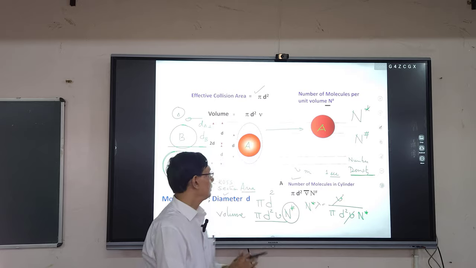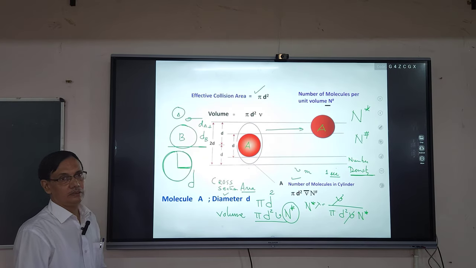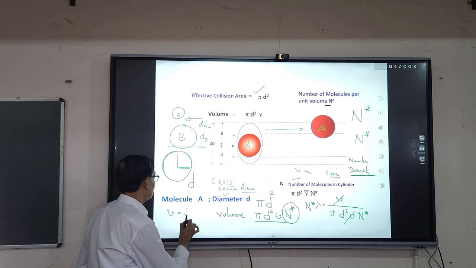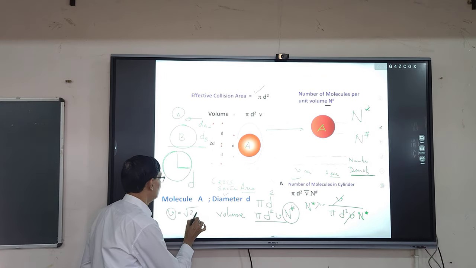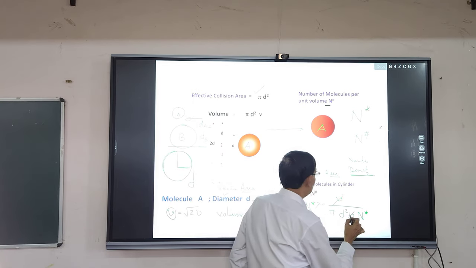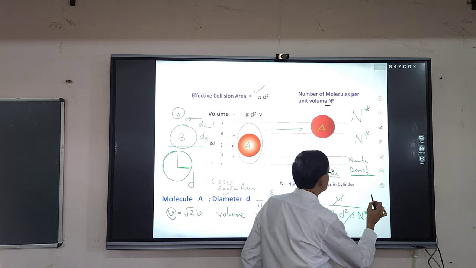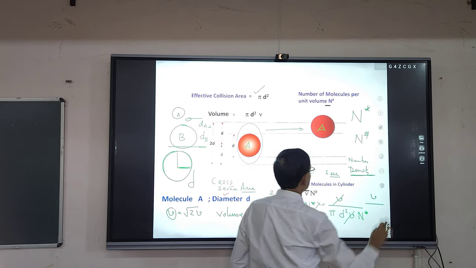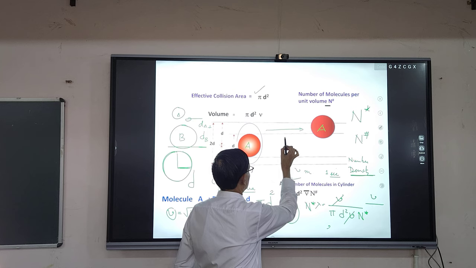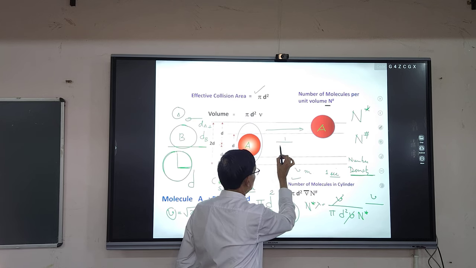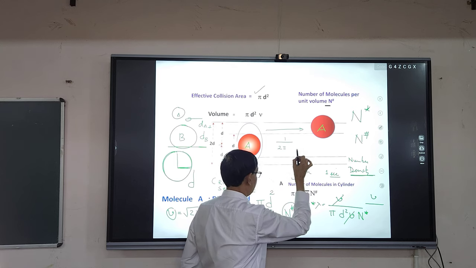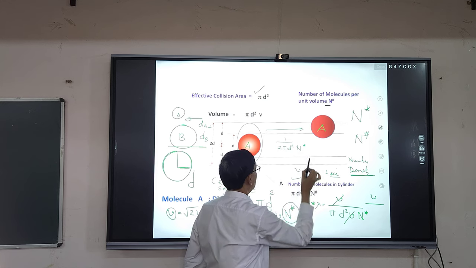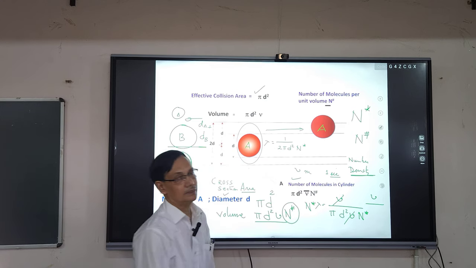But in the previous slides, I have shown you the different types of collision. And the relative speed is actually under root of 2 times the speed. So therefore, we must write here one divided by root 2 pi. Why root 2? Because this 2 under root cancels. d square n star is the actual formula of mean free path.